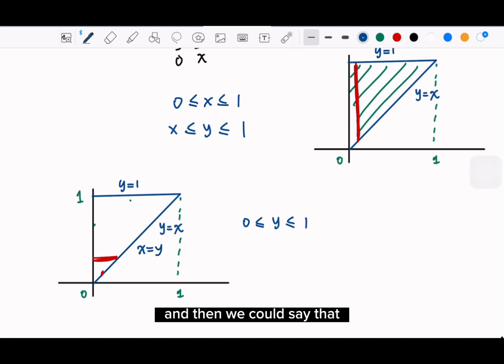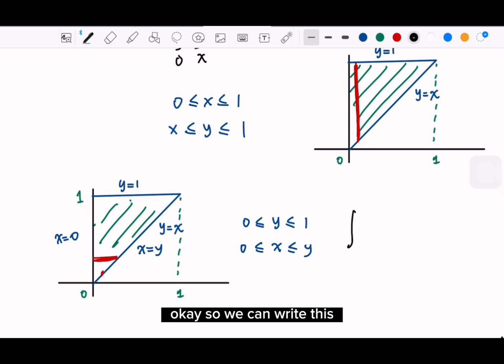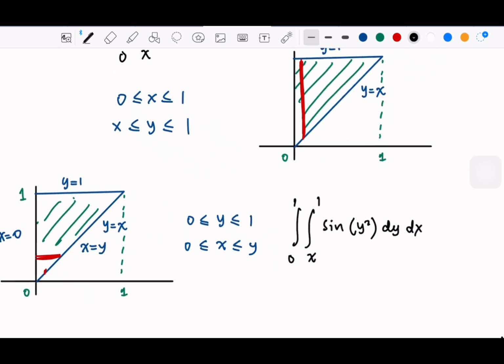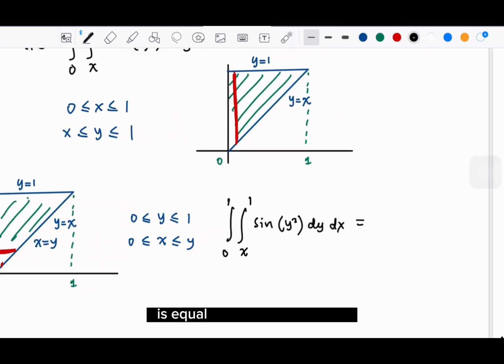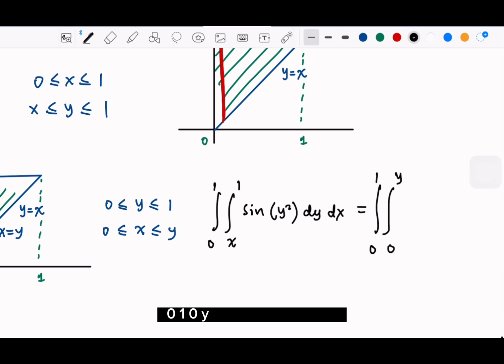And then we could say that this part on the left is x equals 0. So we could write 0, x, and then y, okay? So we could write this equal, let me finish this part, 0, 1, 0, y, sine y squared dx dy. And they are the same.